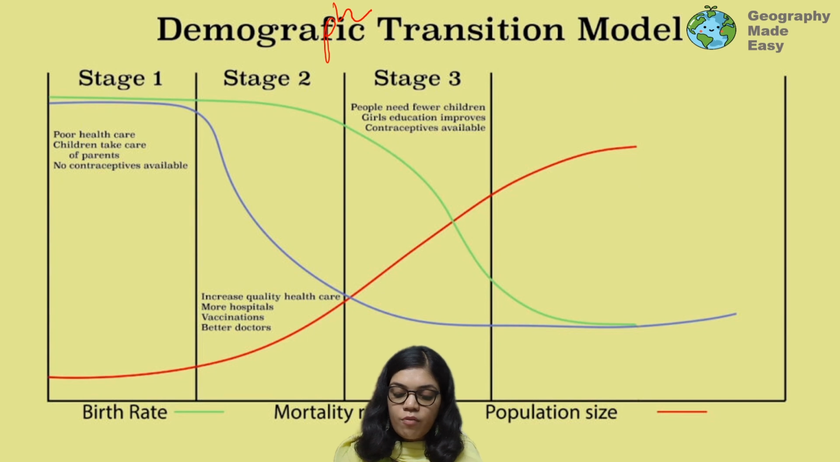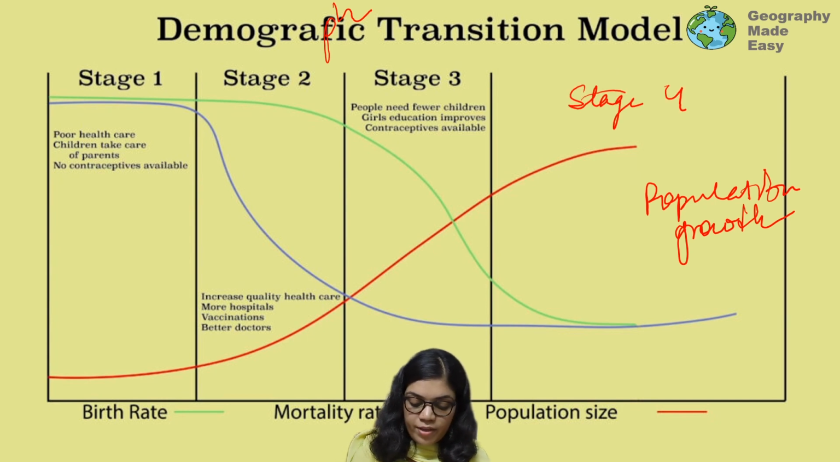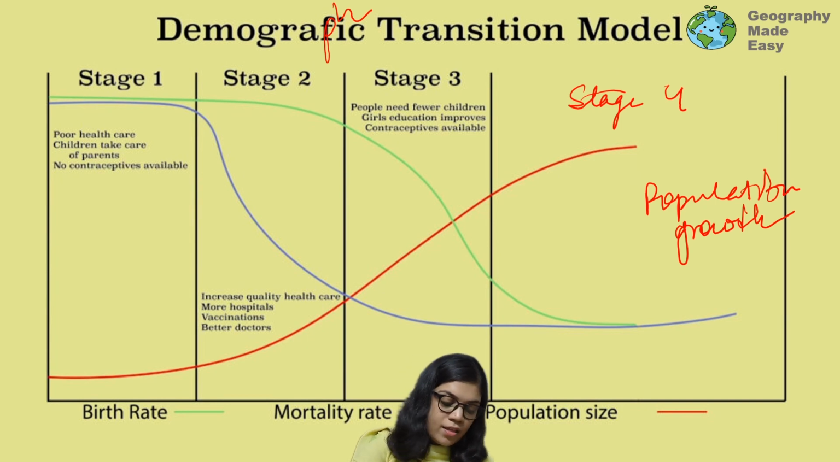So this is a very popular model, and this model divides the growth of population into stages. So we have stage 1, stage 2, stage 3 and stage 4 of the demographic transition model. So this is when we are measuring time on the x-axis in relationship to population on the y-axis.